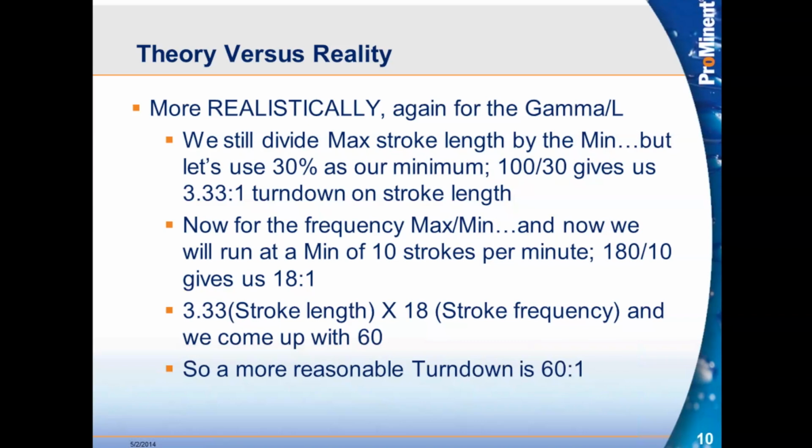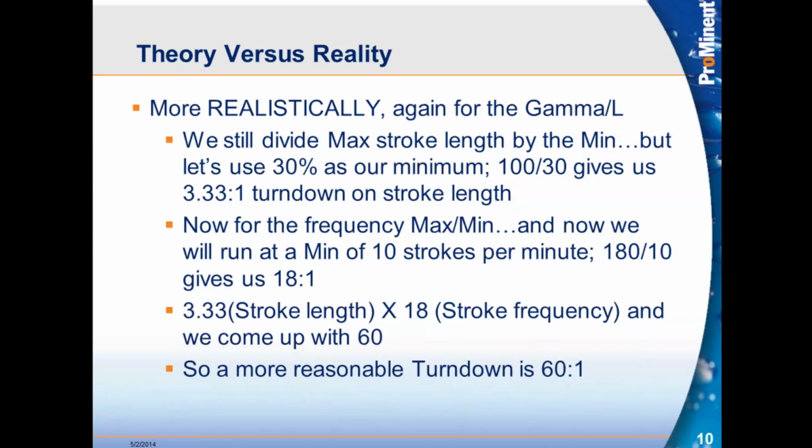So at 30% stroke length, our turn down is 3.33 on the stroke length. And at 10 strokes per minute, the frequency turn down is 18 to 1. So again, we multiply those together, 3.33 times 18. Our overall turn down for that pump that is much more realistic is 60 to 1.